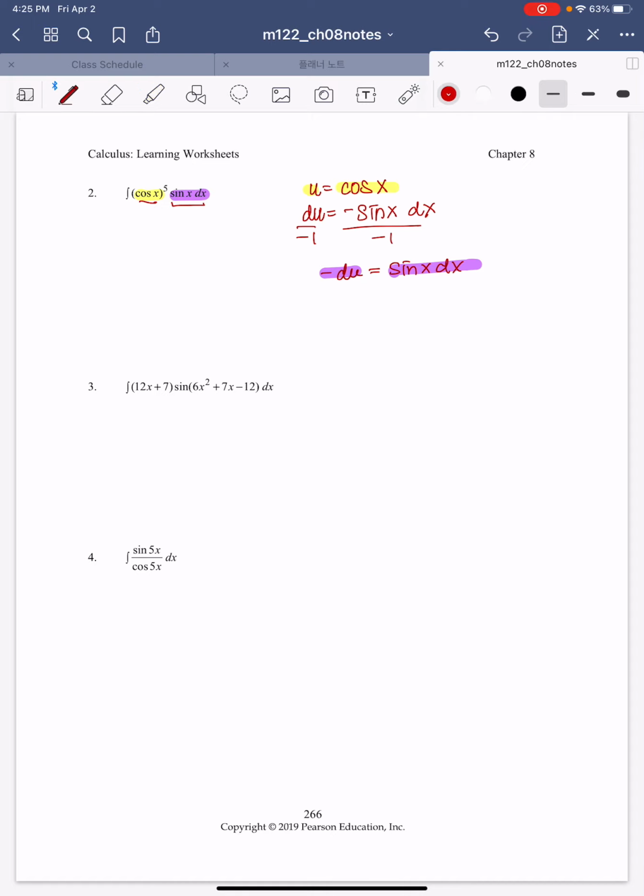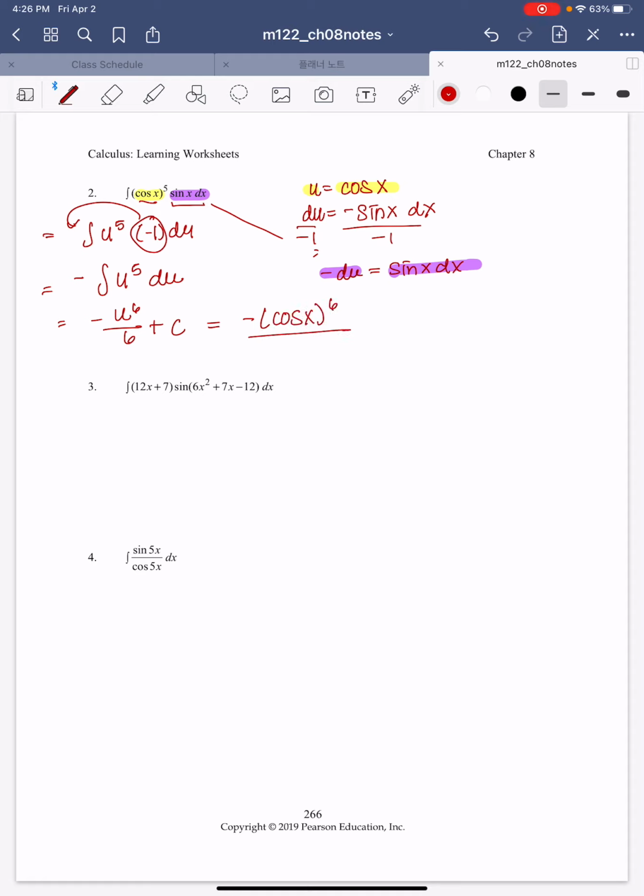Okay. So I have u to the 5th power. This part over here is negative 1 du. Take out the negative in front. So negative u to the 5th power du. This is a very simple one. Power rule, raise the power and divide by the new power. So I'm going to have negative u to the 6th power over 6 plus c. Substituting back, don't forget plus c because I'm not evaluating. So negative cosine x to the 6th power over 6 plus c will be my final answer.